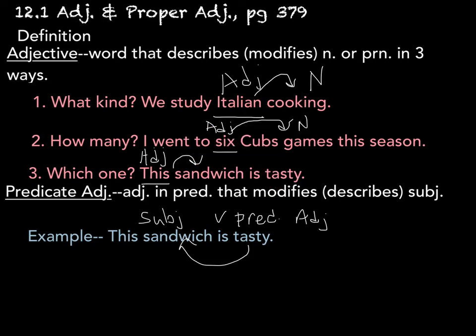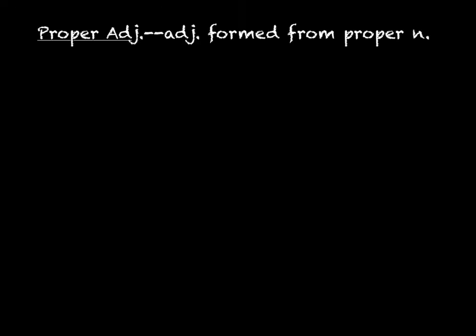Don't forget to write the definitions, the 3 ways an adjective describes, and a labeled example. A proper adjective is an adjective formed from a proper noun.